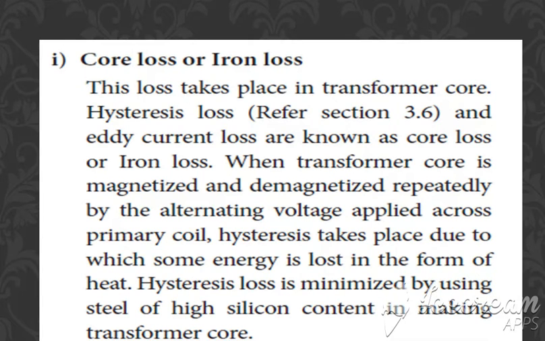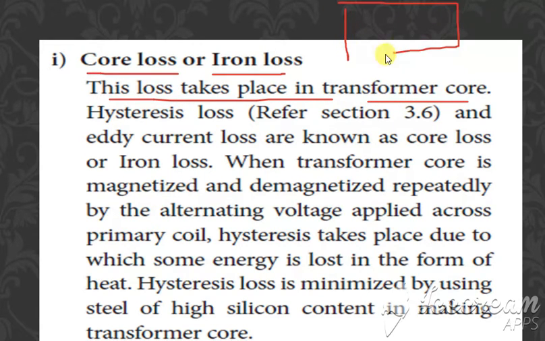First is core loss or iron loss. Okay, so first is what? Core loss or iron loss. This loss takes place in the transformer core. Hysteresis loss and eddy current loss are known as core loss or iron loss.